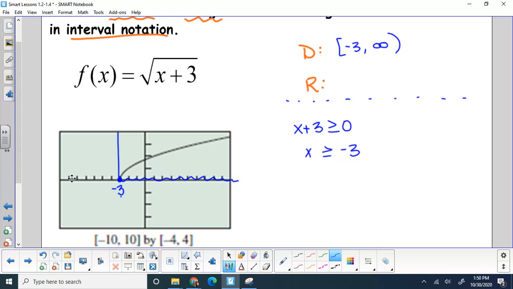If I think about where my graph is starting, as I look at the range, I see that it starts at 0, and that point actually exists. So my range for this one will go from 0 to infinity. Again, for right now, we're going to graph these to identify the range.